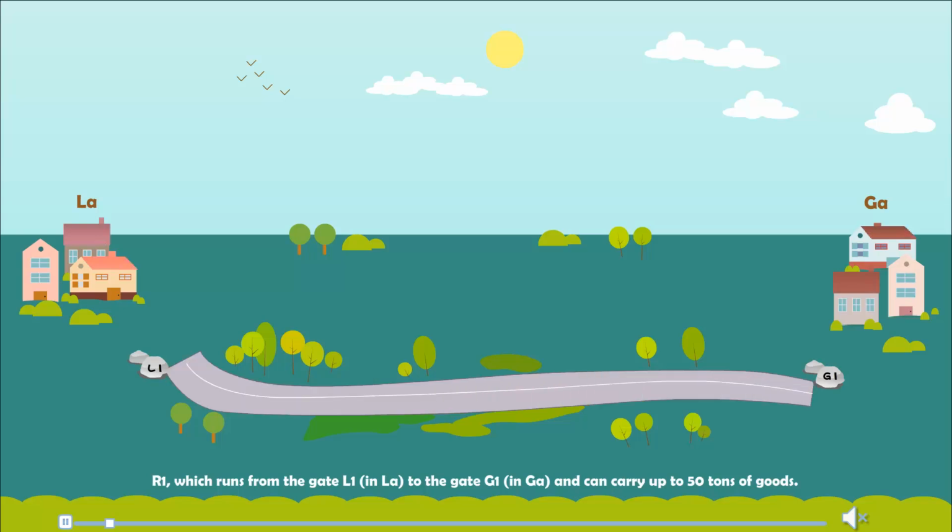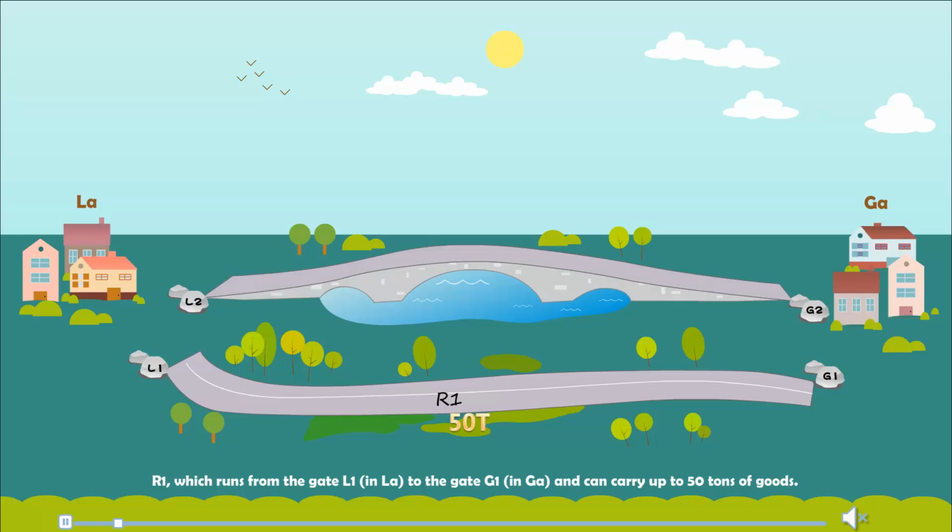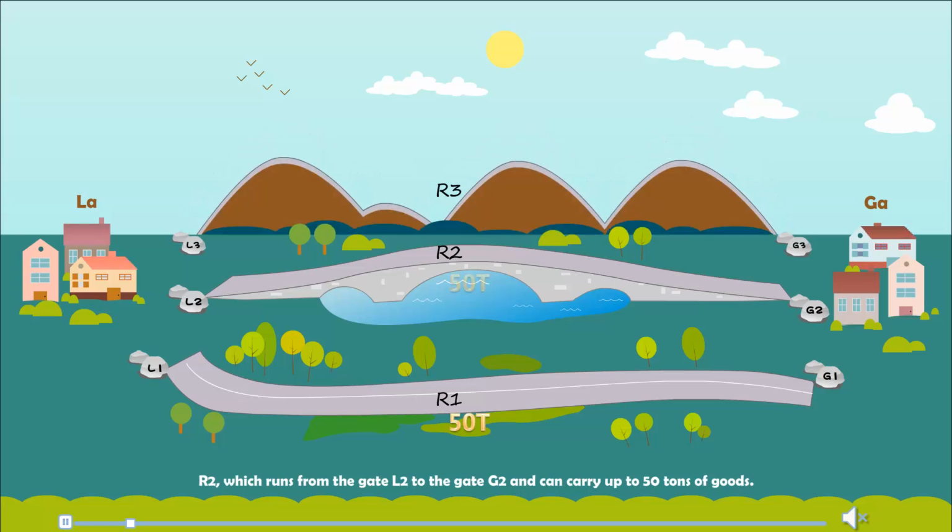R1, which runs from the gate L1 in La to the gate G1 in Ga, can carry up to 50 tons of goods. R2, which runs from the gate L2 to the gate G2, can carry up to 50 tons of goods. R3, which runs from gate L3 to the gate G3, can carry up to 50 tons of goods.